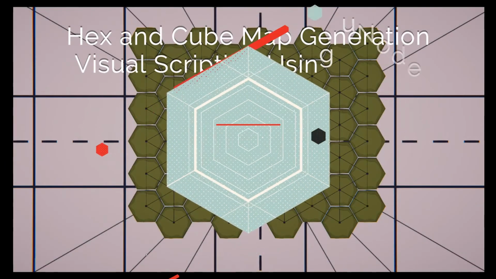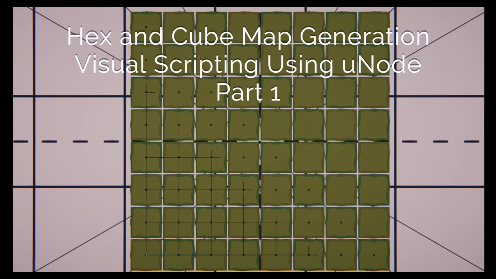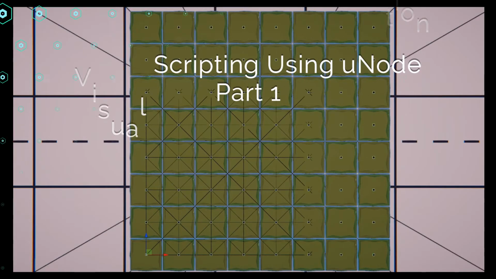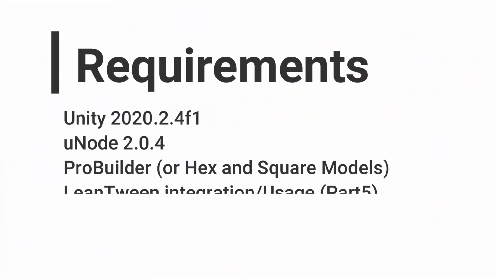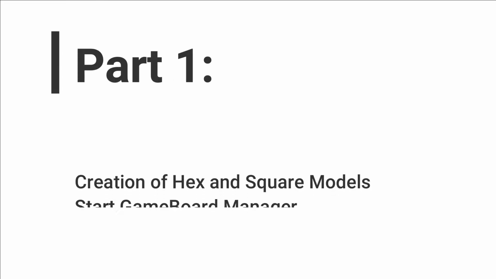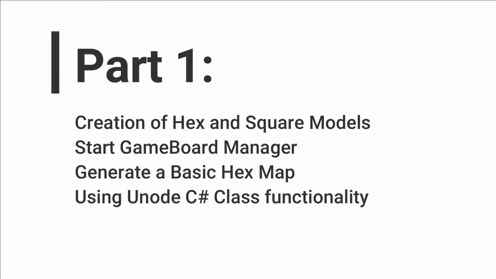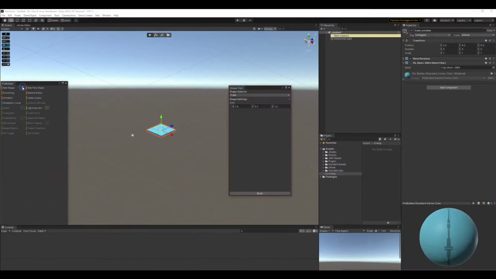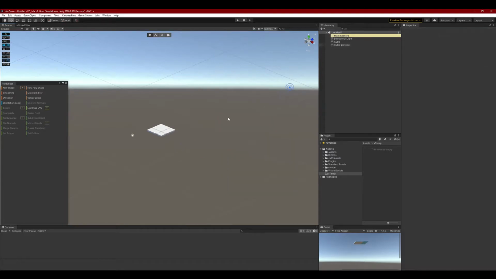Welcome to Hex-Cube map generation visual scripting using Unode Part 1. The requirements are Unity 2020.2.4, Unode 2.04, Probuilder to create the models, and we'll integrate Lean Tween later on. We are going to create hex and square models. We'll start a GameBoard manager, generate a basic hex map, and do all this using Unode C# Class functionality.